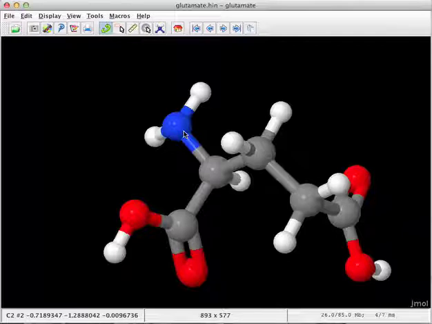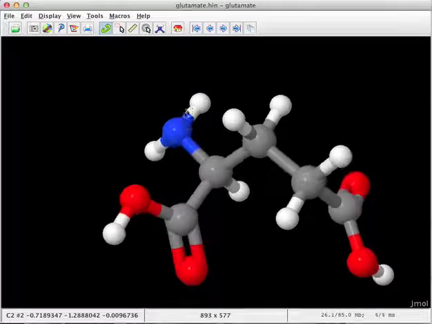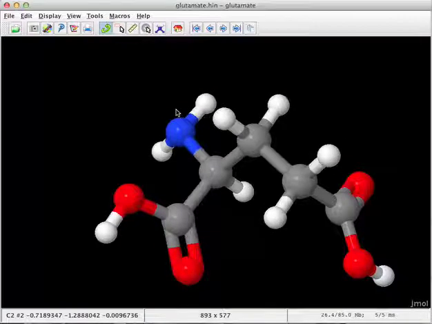Okay, so I've opened up the glutamate.hin file in Jmol. Our first task when we're looking to find the chirality of a molecule is to identify any chiral centers. So let's just move the molecule around so you can see each of the carbons.